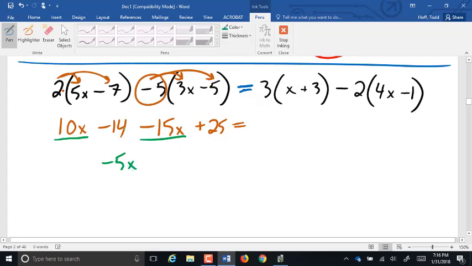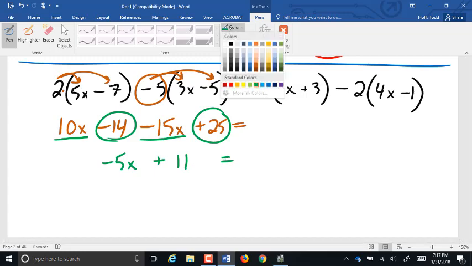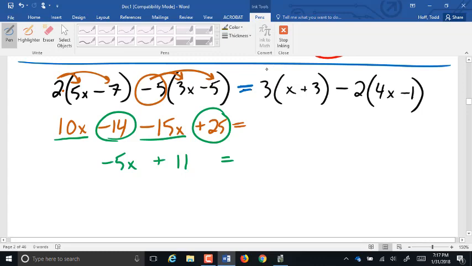And negative 14 and positive 25 give you plus 11. Positive 11. Okay. We know what you meant. On to the right side. We're going to go left to right. First parentheses, we multiply by the 3. 3 times x is 3x. And 3 times 3 is 9.